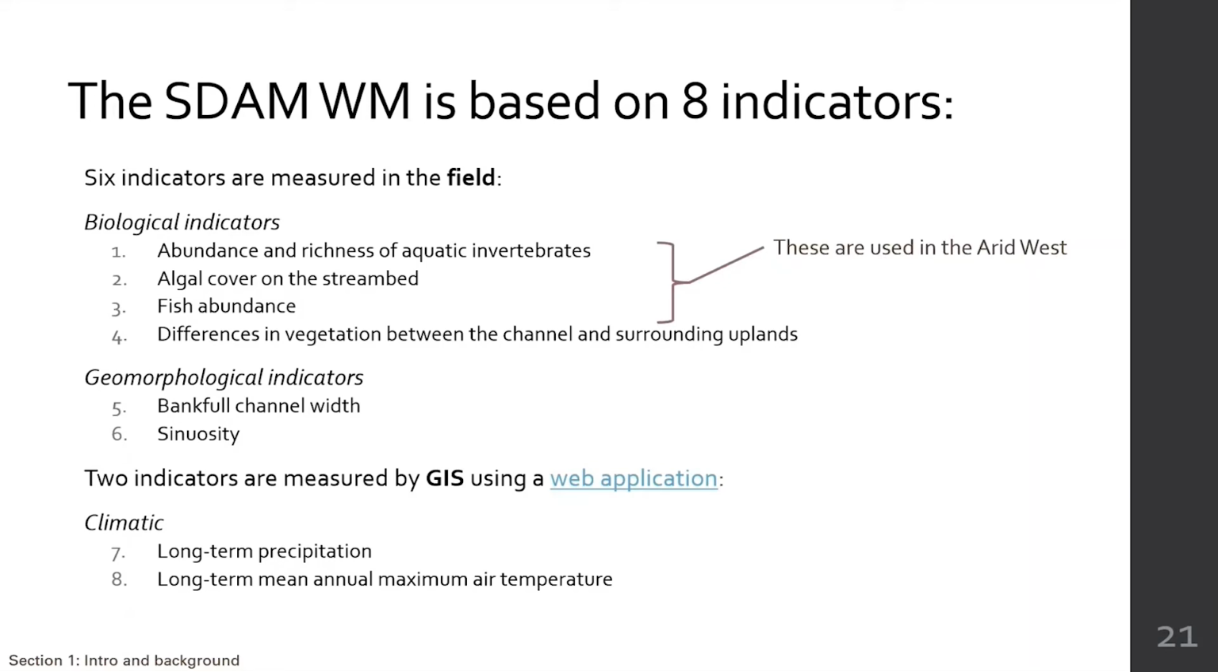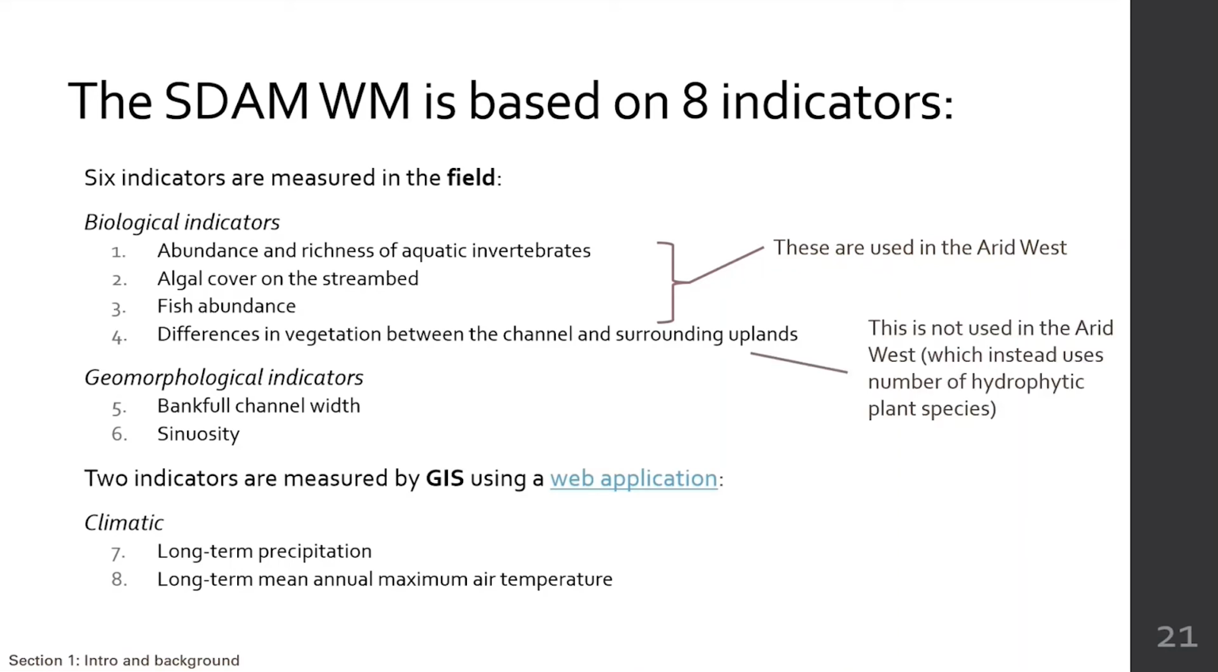So 3 of these indicators are also used in the Arid West, these biological indicators: aquatic invertebrates, algal cover on the streambed, and fish abundance. The differences in vegetation between the channel and the surrounding uplands, that's not used in the Arid West. However, the Arid West does have a related indicator, the number of hydrophytic plant species. So they have 2 different ways of getting at somewhat similar concepts of how the riparian vegetation is influenced by streamflow duration. The Arid West method doesn't include any geomorphological or climatic indicators. That's unique to the Western Mountains.